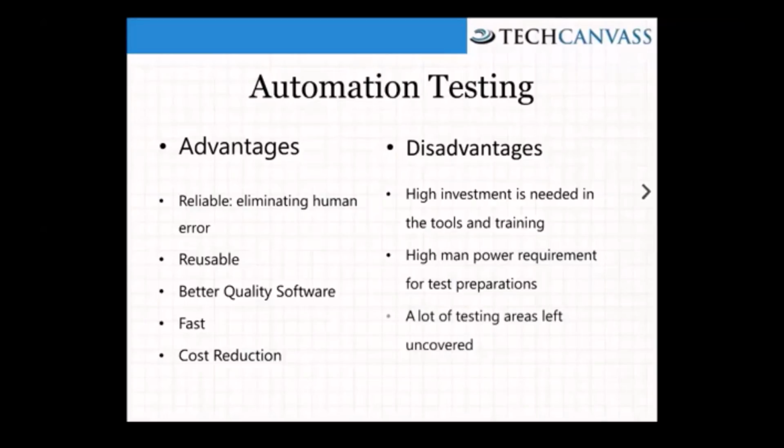A lot of testing areas are left uncovered. So everything cannot be automated, right? Anyways, at the end of the day, you need something manually to be tested. Manual testing cannot be replaced by automation, right? Because there are some scenarios which, first, do not make sense to automate. Second, which cannot be automated due to limitations.